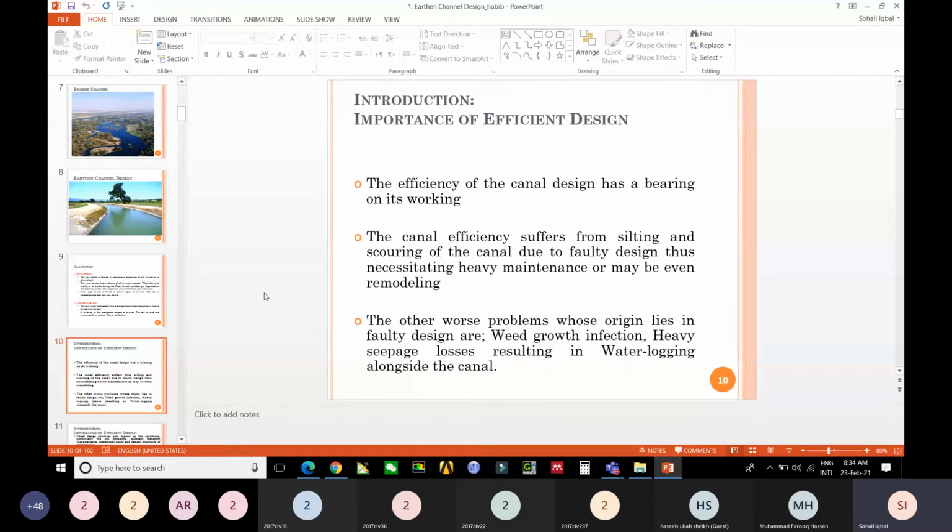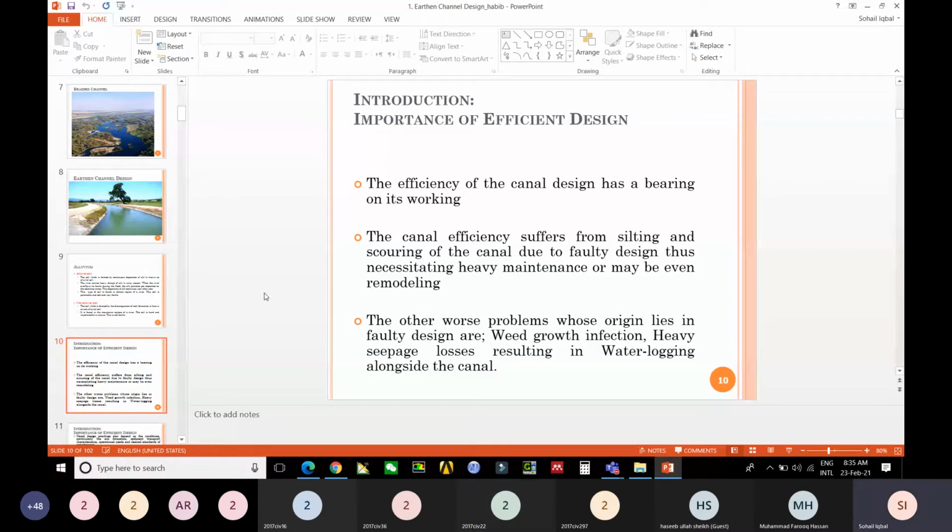So weed growth is the most important point for the design of the canal or any channel. And the next deficiency is the heavy seepage losses. If our canal is unlined, then definitely there will be seepage, and due to this seepage the water table rises. Then if the water table rises, what will happen?